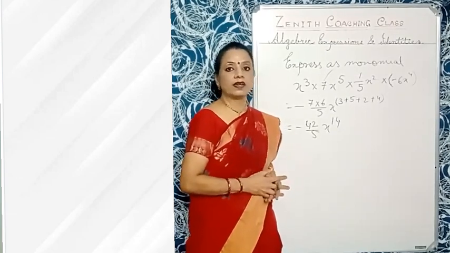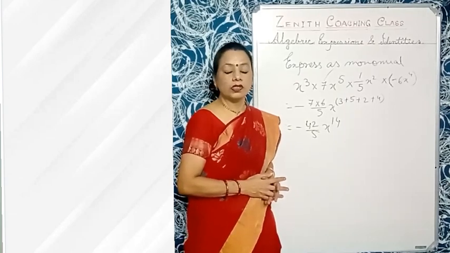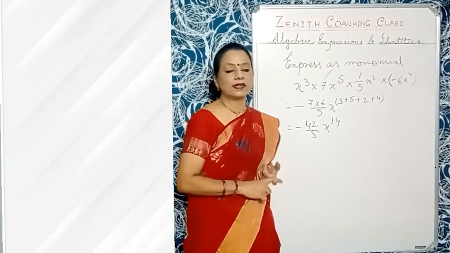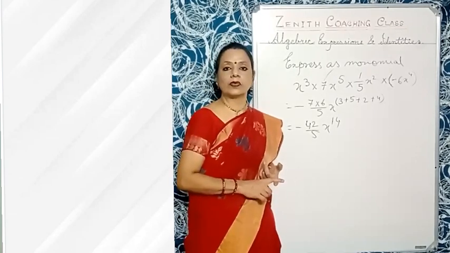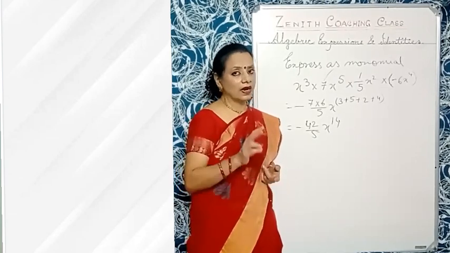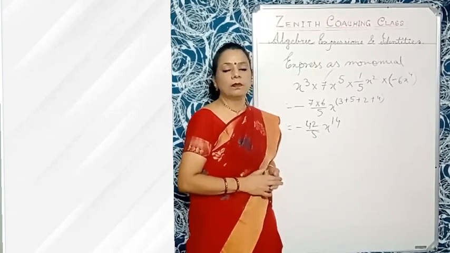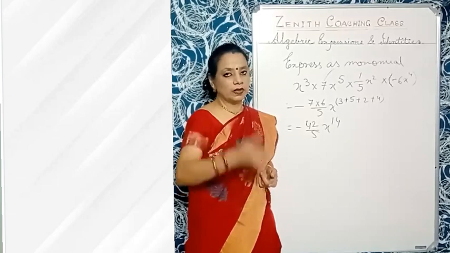The first identity is a plus b whole square equals a square plus 2ab plus b square. Then the second identity is a minus b whole square, that is a square minus 2ab plus b square. And the third identity is a square minus b square, that is a plus b multiplied by a minus b.